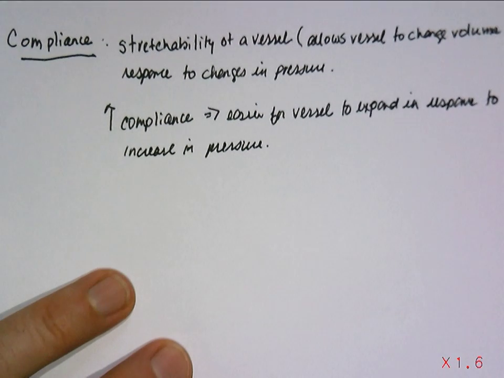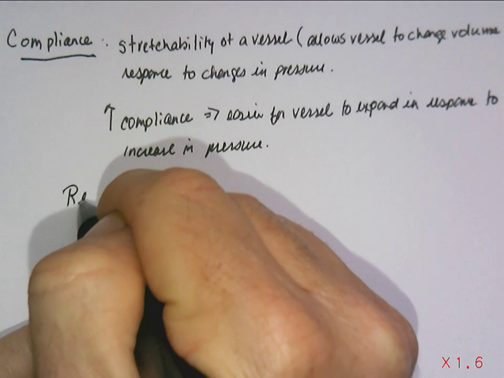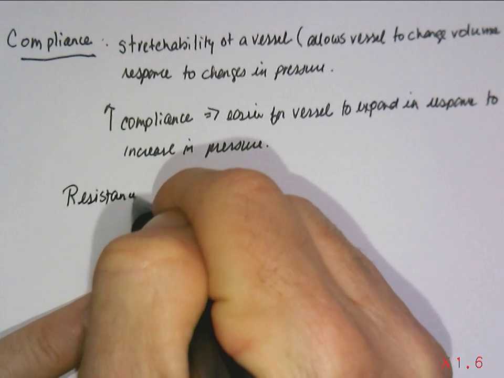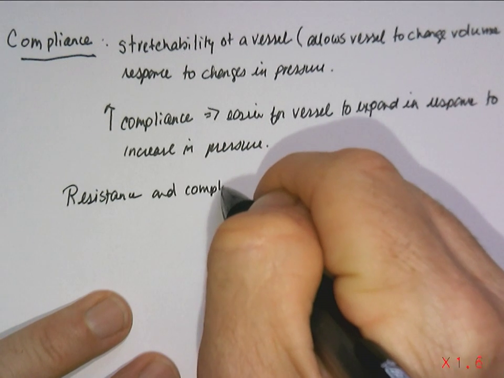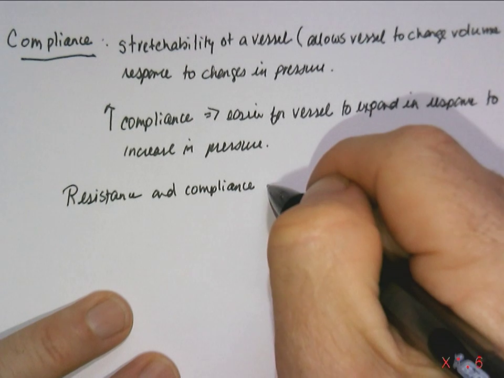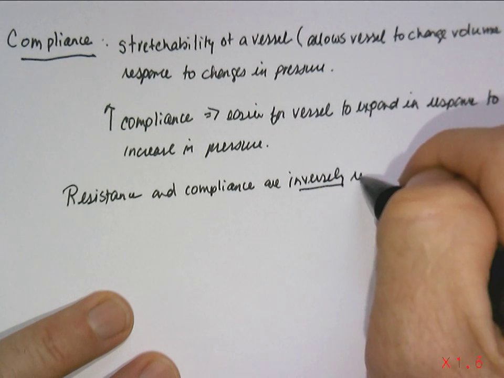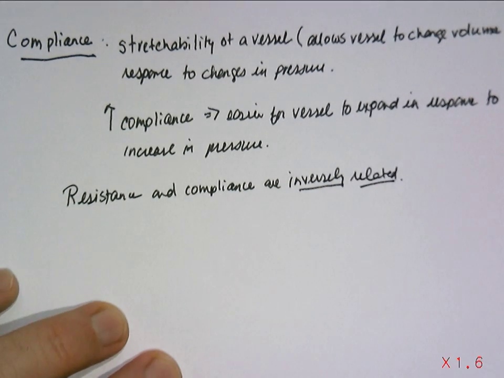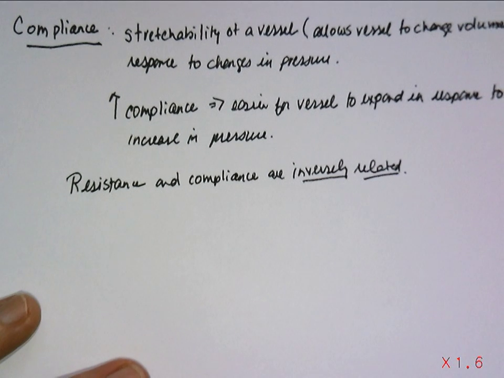All right, so what that means is if you looked at the two, resistance of the blood flowing through a vessel, and compliance, the stretchability, they are inversely related. If your compliance goes up, your resistance level goes down. The blood can flow better. If the compliance drops, then your resistance will go up. And the amount of blood you'll be able to flow through the veins, the artery is going to decrease.